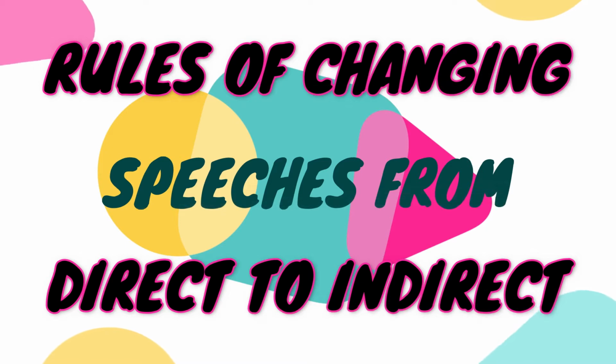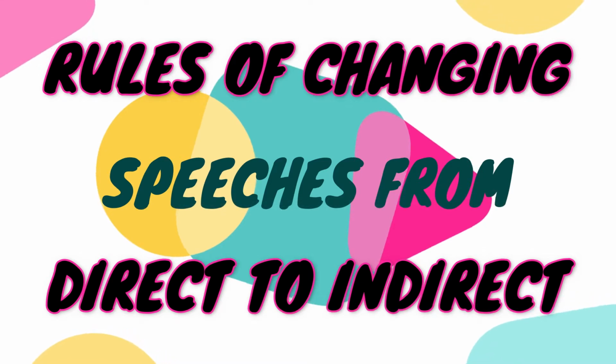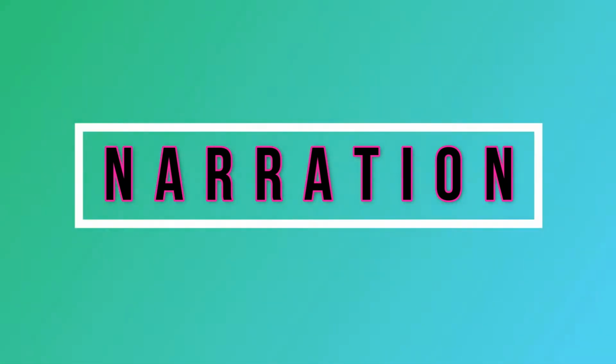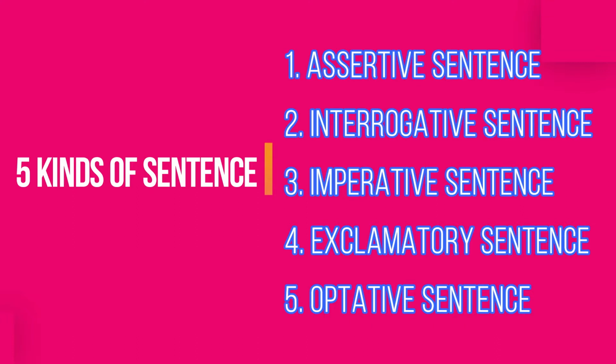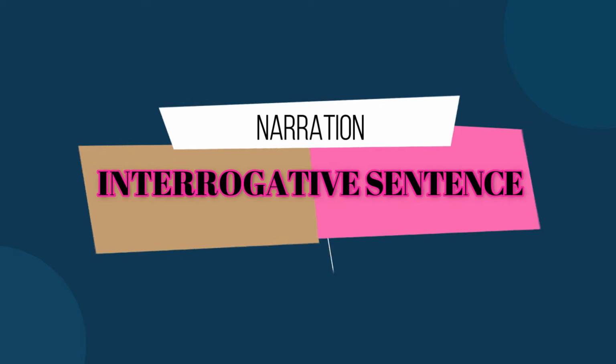Dear students and viewers, welcome back to my class. Today we will discuss the rules of changing speeches from direct to indirect. Direct and indirect speech is also called narration. The working of narration can be found in 5 different kinds of sentence: assertive sentence, interrogative sentence, imperative sentence, exclamatory sentence, and optative sentence. Today I am going to discuss interrogative sentences.